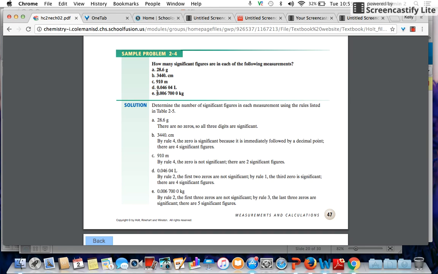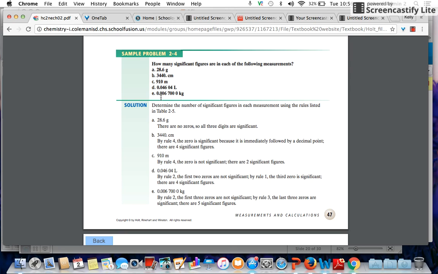Next one, 0.04604. Remember the rule, zeros in front of non-zero numbers that are leading the number are not significant. So we don't count these 2 zeros. Another rule, zeros in between non-zero numbers are significant. So we do count this 0 right here. So we count 4, 6, 0, 4. That is 4 total. So 4 sig figs for D.